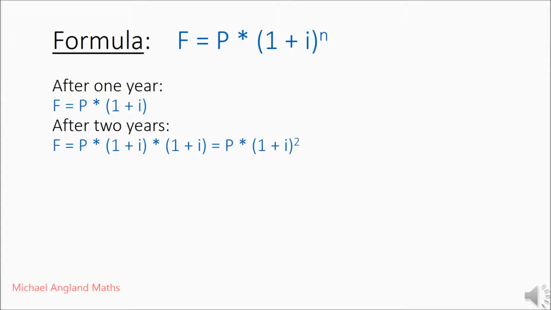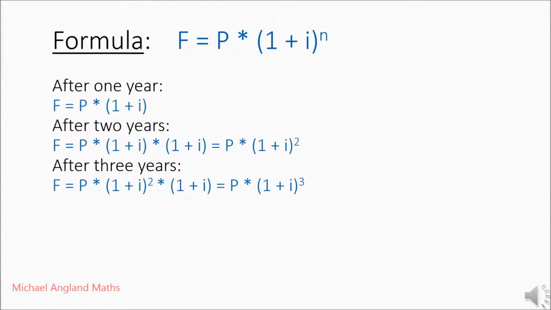Okay, so the next line we have F = P multiplied by (1 + I), multiplied again by (1 + I). Because after the first year, we multiply by 1 plus I. After the second year, we're multiplying again by 1 plus I. And this is where the (1 + I)^n comes from. By laws of indices, when we multiply a base by the same base, we simply add the powers. So for example, (1 + I)^1 multiplied by (1 + I)^1 becomes (1 + I)^(1+1), which is 2, as we see here.